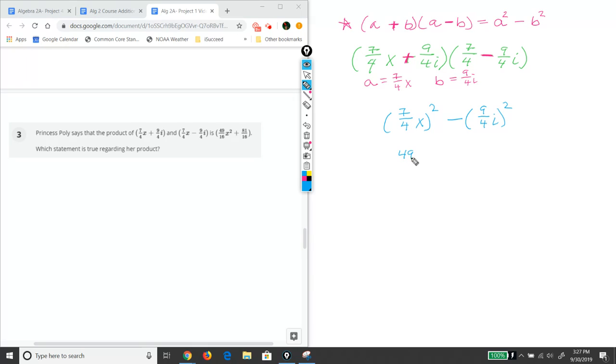Okay, so now I just need to square things. 7 squared is 49 over 16 x squared minus 81 over 16, and then we get an i squared. Cool. Remember, commit to memory that i squared is actually equal to -1. So using my substitution rule, I can replace i squared with that -1 to get 49 over 16 x squared plus 81/16.